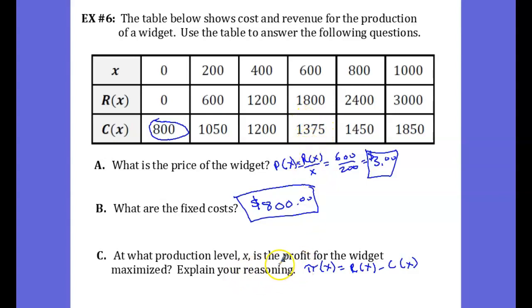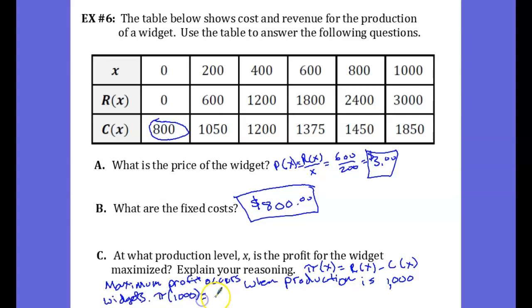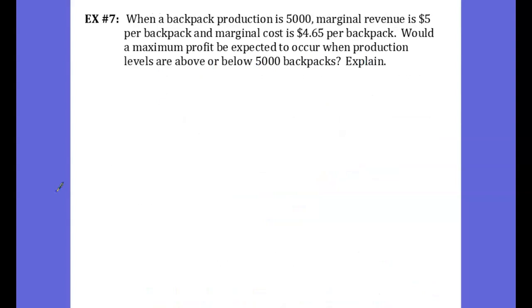And so really what we're asking here is, where is that difference, R minus C, the greatest amount? And so you can check these, but that's going to occur when we produce 1,000 widgets. Our revenue is 3,000, our costs are 1,850, and this is going to maximize our profit. So we can say that maximum profit occurs when production is 1,000 widgets. Pi of 1,000 is equal to R of 1,000 minus C of 1,000. 3,000 minus 1,850 is equal to $1,150.